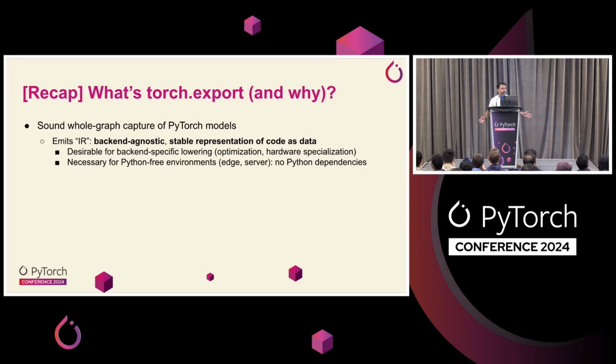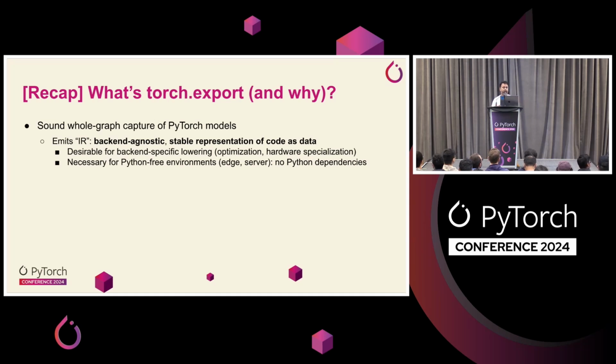Now, why would we build TorchExport? What's the benefit of splitting a compiler this way? As it turns out, there are a lot of benefits. Being backend agnostic means that this IR is amenable to any kind of lowering workflow that you might want. For example, you may want to replace your standard kernels with some custom kernels that are specialized to your own hardware. It is also a stable representation of your code as data.